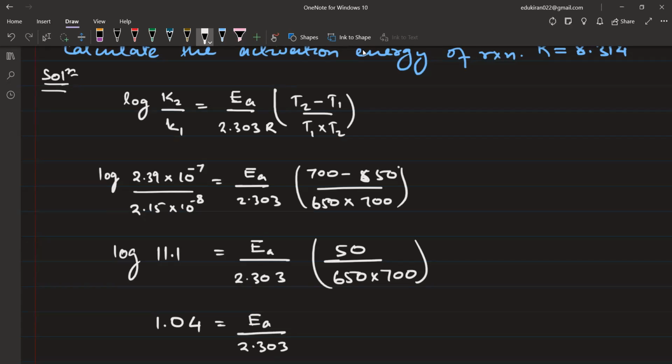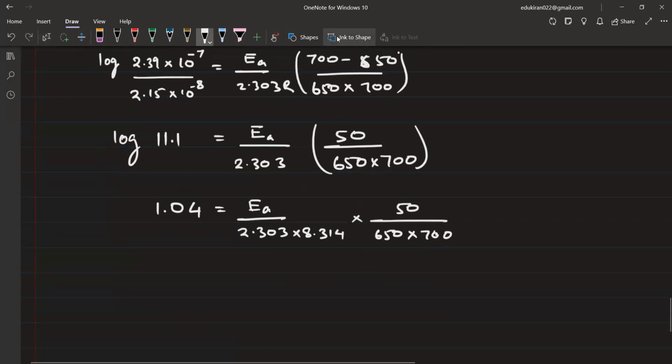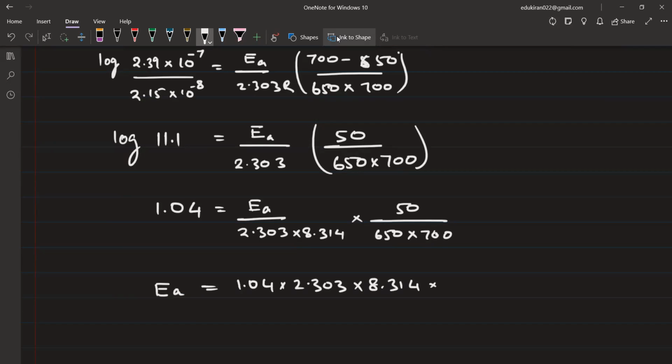अच्छा, R नहीं लिखा मैंने, सॉरी, R मिस हो गया है. R भी लिख लेते हैं यहाँ पे. R is equal to 8.314 into 50 upon 650 into 700. Now EA is equal to, EA यहाँ पे सारी चीजें उधर चली जाएंगी, तो 1.04 into 2.303 into 8.314 into 650 into 700. This whole thing divided by 50.